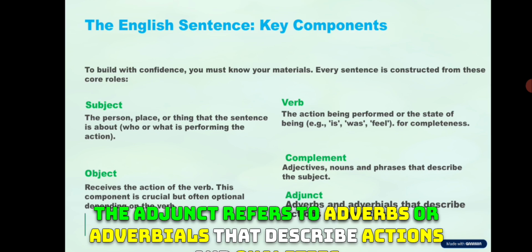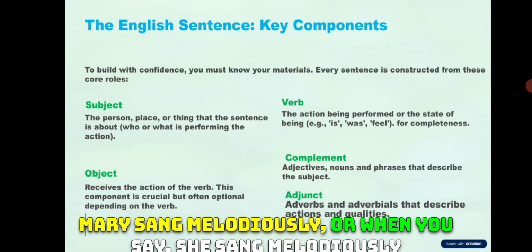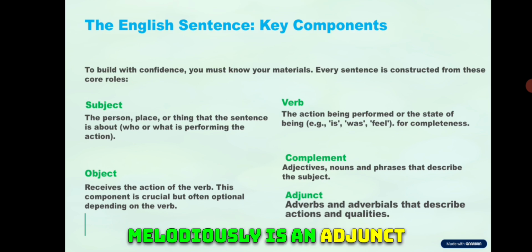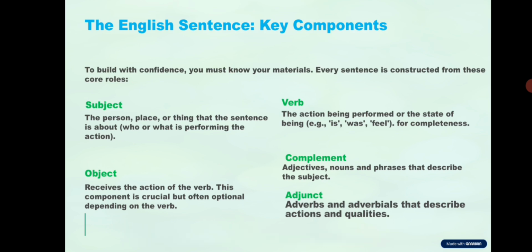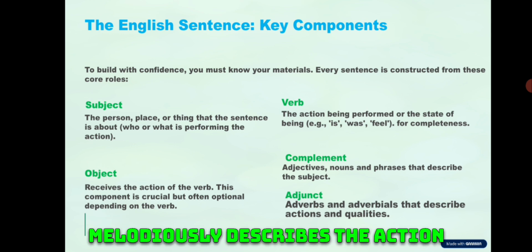Now, the next key component of the sentence is what we call the adjunct. The adjunct refers to adverbs or adverbials that describe actions and qualities. For example, if you say, Mary sang melodiously, or when you say, she sang melodiously. Melodiously is an adjunct. It tells us how she sang. Melodiously describes the action.